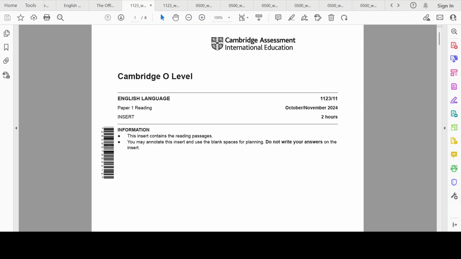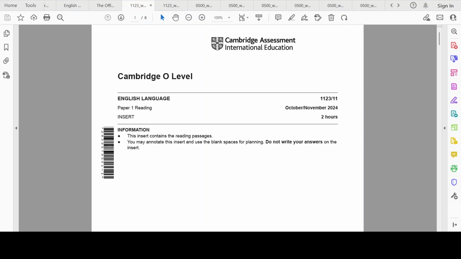Okay, so right now we are going to talk about something a bit different but important for your exam preparation, and that is additional material for exam preparation. Since we are preparing for the Cambridge O Level English Language 1123 syllabus, that is obviously what we need, right? So, we're going to take a look at the past papers.